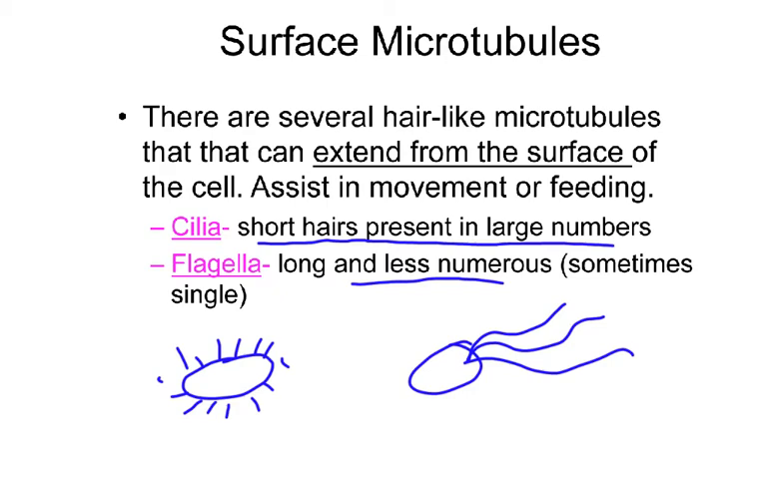But both of these are used for movement. Flagella will basically whip around in sort of like a circular torpedo or propeller type movement, and the cilia will beat back and forth, almost like oars on a ship.